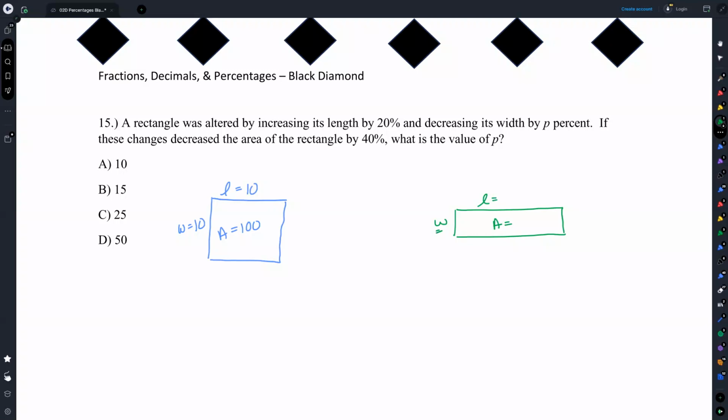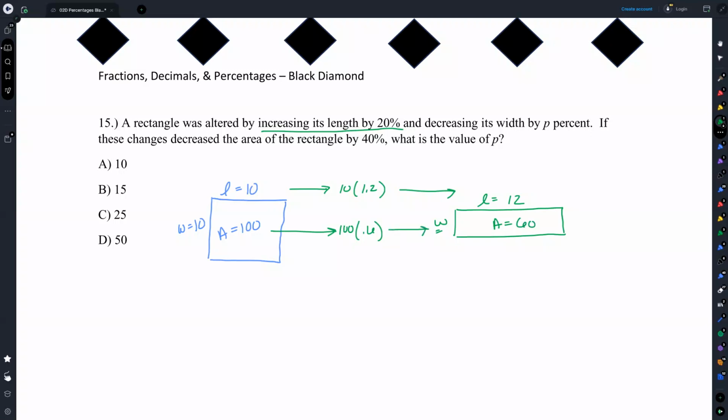So it looks to me like the length is increased by 20%. That means we should take this 10 and we should multiply it by 1.2 to do an increase of 20%, and that ends up being 12. It looks like the area is decreased by 40%, so take this 100, multiply it by, we're using the 1 minus r formula, so 1 minus 0.4 is 0.6. So the new area is going to be 60.